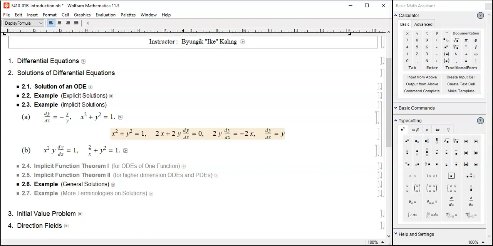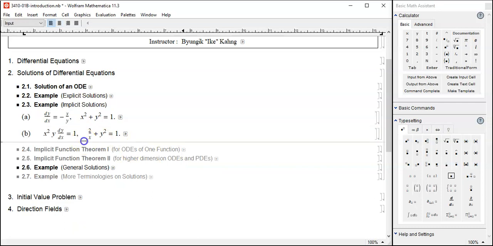x is equal to y over x. And that's precisely what we wanted. Yes, this is a solution. This is an example of an implicit solution. Here's another implicit solution.